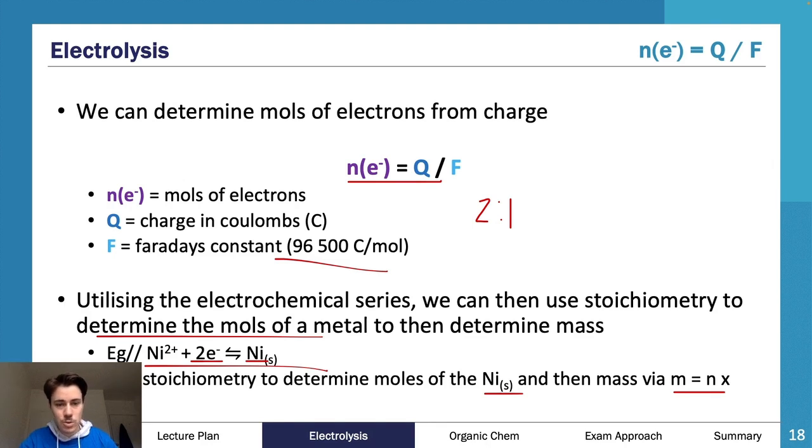So when I have that 2-to-1 ratio, it's really important to understand that if I have 4 moles of electrons, I'm going to have 2 moles of nickel. So you do need to apply that. And it's super important that you get used to applying those ratios and you work with those ratios all the time.